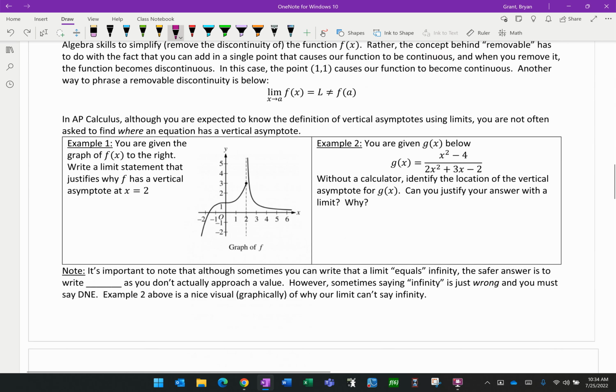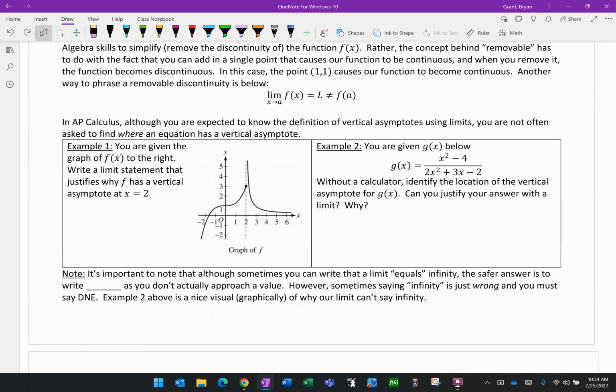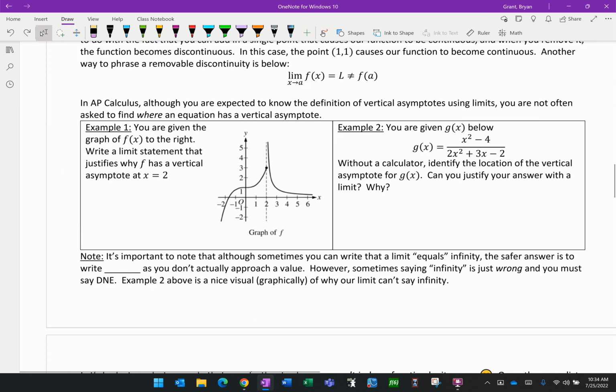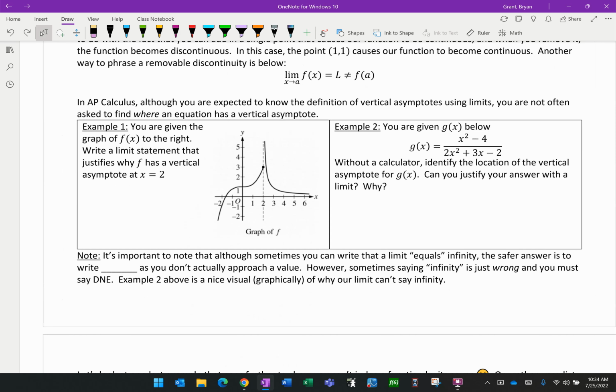All right, so let's get to some actual practice problems. In AP Calculus, you're expected to know the definition of a vertical asymptote using limits, but you're not often, but sometimes you will be, asked to find where an equation has a vertical asymptote. So let's look at example 1 here. You are given the graph of f of x to the right. Write a limit statement that justifies why f has a vertical asymptote at x equals 2.